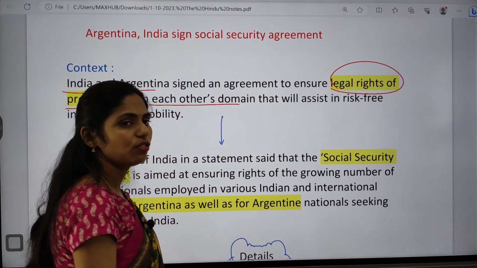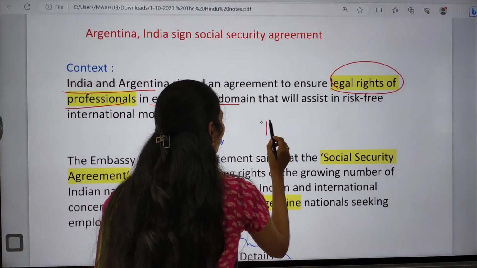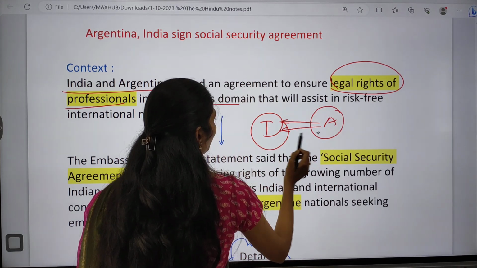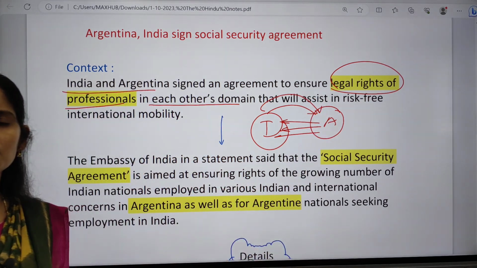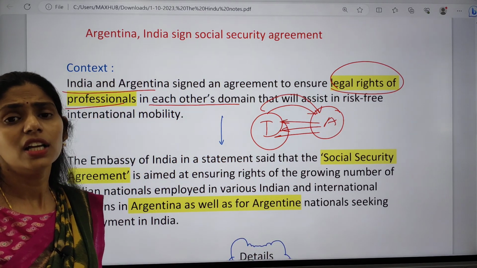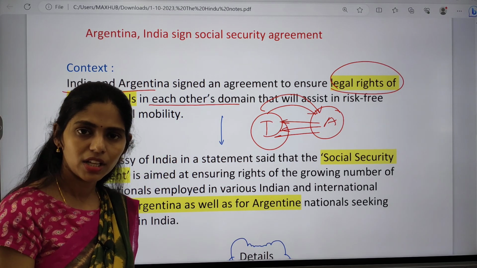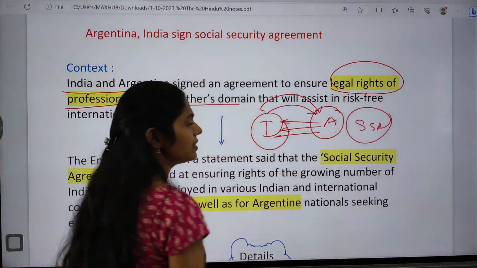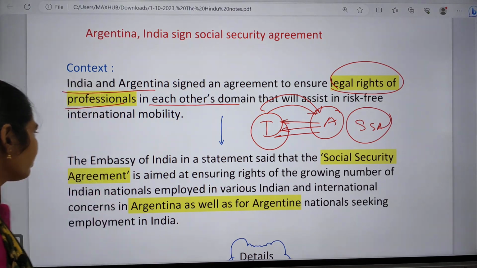Okay, especially they are focusing on risk-free international mobility. So people from India are moving to Argentina, and people from Argentina are moving to India. Because of this, both governments have a responsibility to maintain risk-free mobility of people, so they signed this social security agreement. Please let me know in the comment box what comes under social security.